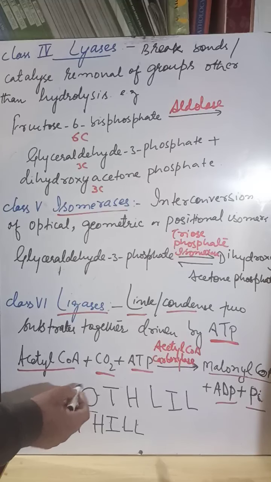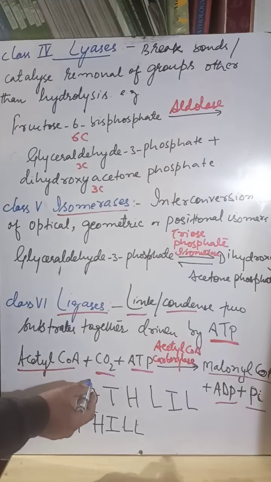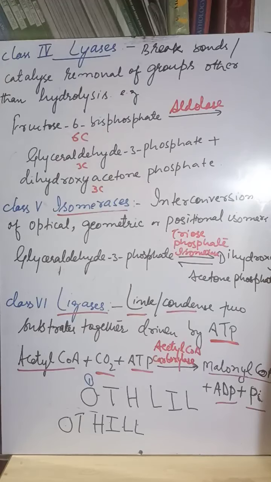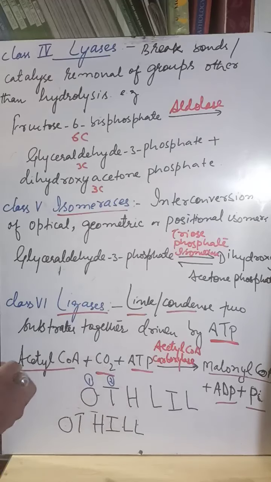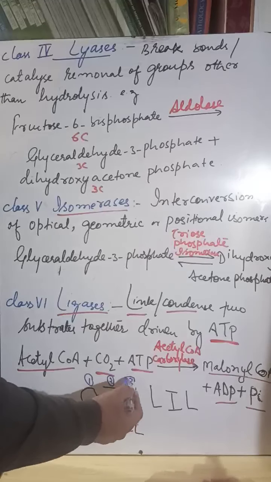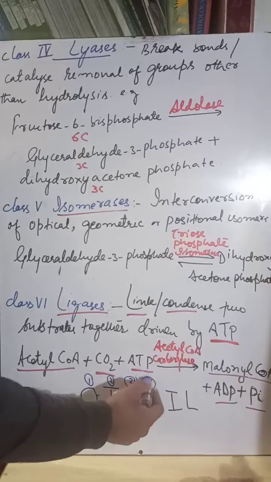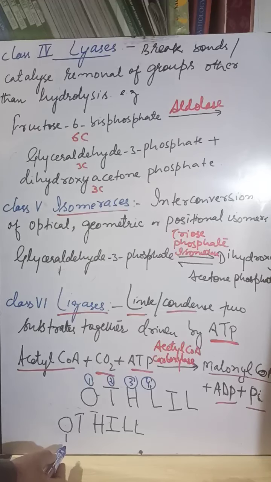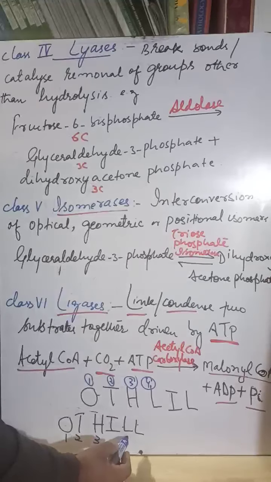What's class 1? Class 1 is oxidoreductase. What's the second class? Second class is transferases. What's the third class? Third class is hydrolases. Now what's the fourth class? Fourth class is lyases. If you see here, first class is oxidoreductase, second is transferase, third is hydrolase, and the fourth is lyase.